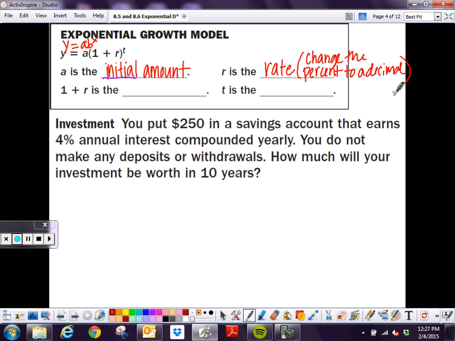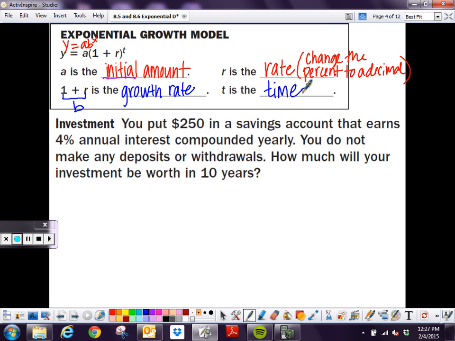Okay, so for the rate, you're going to need to change the percent to a decimal. We'll see that on these examples. That 1 plus r, remember, that's our b. That's going to be our growth rate. Basically you're taking your rate and adding it to 1. That's our growth rate. And t is exactly what you probably know it is, time, whether that's years or days or months.